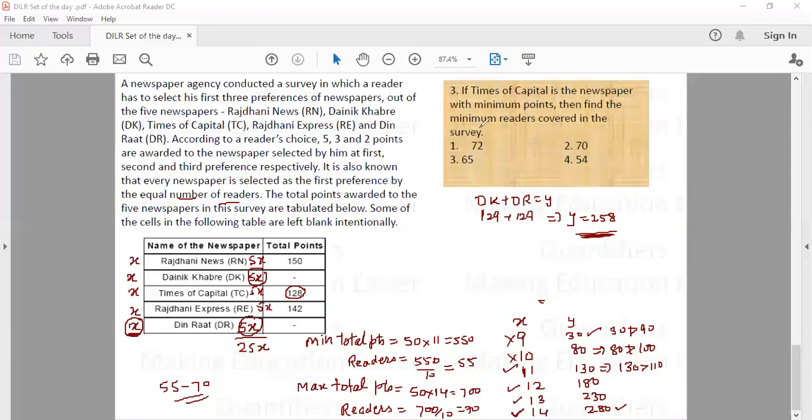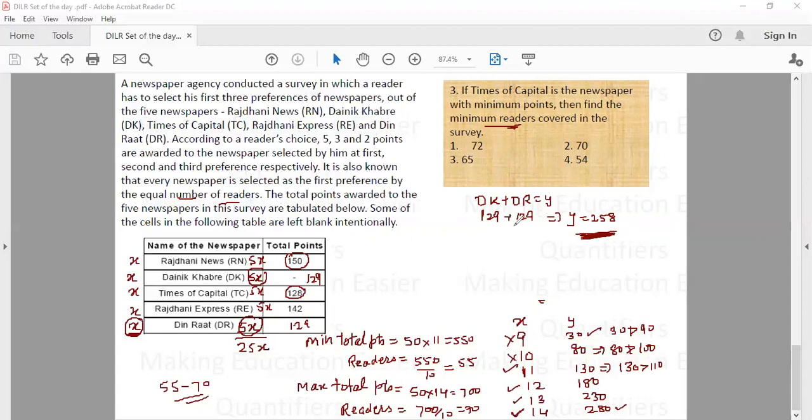And the question says that we have to find the minimum readers. So if I want to find the minimum readers, among these points, let's say this is having 129 points, this is having 129 points. So Rajdhani News is getting 150 points, which are the maximum in this case. And I am not increasing the points of Dainik Khabrein or Din Raat in this case. So the least value that y can take is 258.